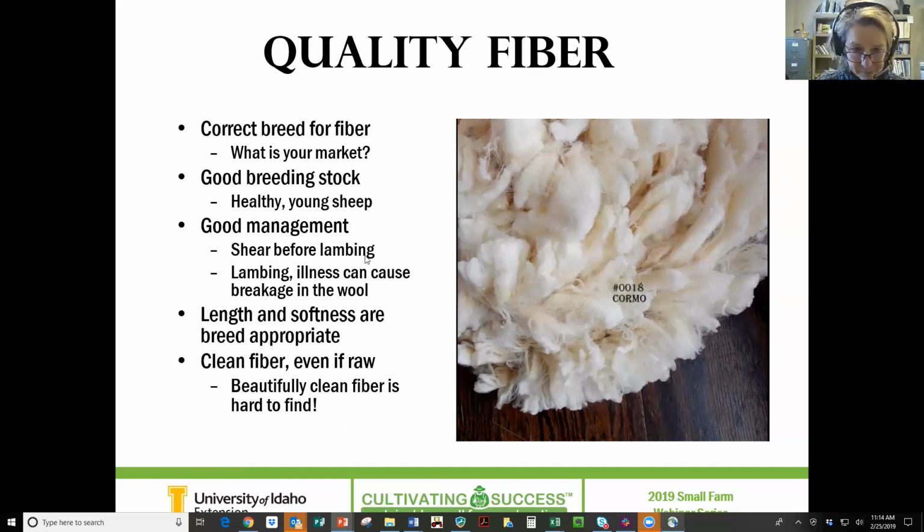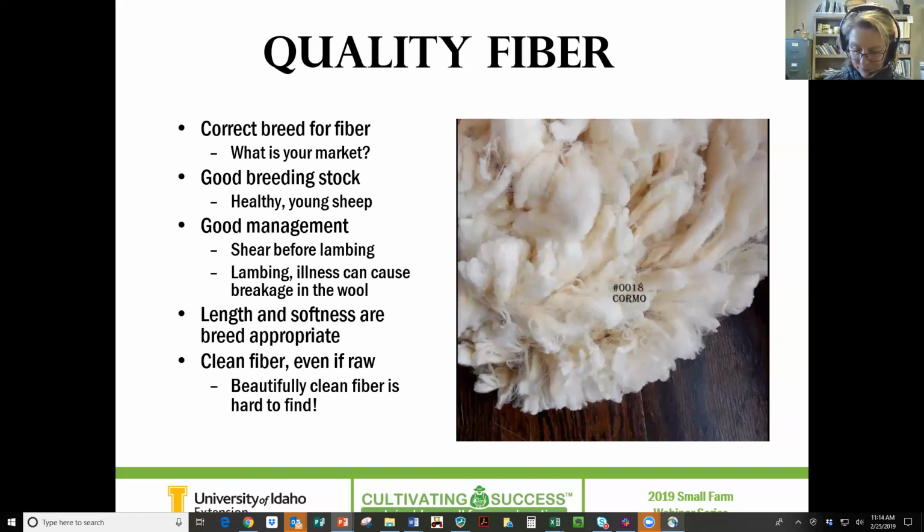So we do try to have any kind of stressor be at the end of the beginning, where you shear. And the other beauty of having lambing after you shear is that your fleeces don't get soiled, and those poor little lambs don't have to fight through all the dirty wool to find the udders. Okay, so other points, you do want the length and the softness of your fleece to be breed appropriate.